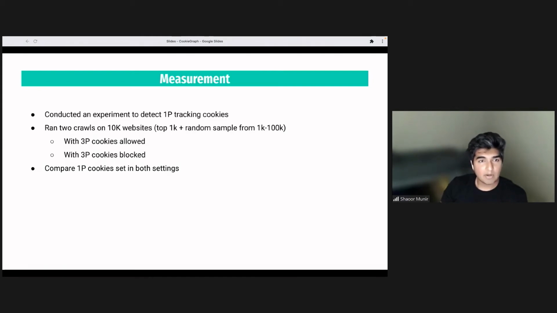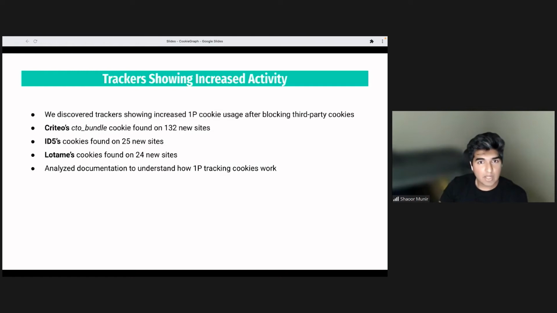We ran this experiment on a mixture of the top 1,000 sites and 9,000 sampled from low-ranked websites. And sure enough, we discovered some interesting cases where trackers showed increased first-party cookie usage once we blocked third-party cookies. Even though third-party cookies were completely blocked, Criteo, which is a very well-known tracker, had its cookie, CTO bundle, found to be set as a first-party cookie on 132 news websites. And this was after blocking third-party cookies.